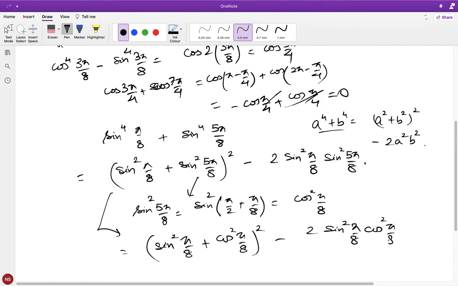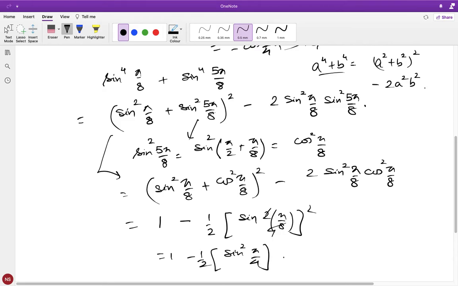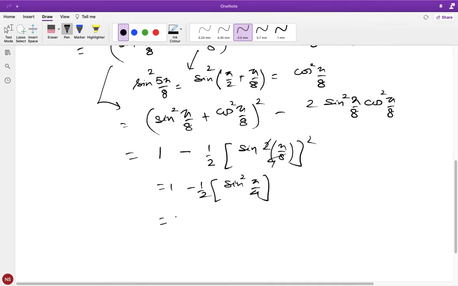So this is 1. 1 square is 1, and this is 2 sine square theta cos square theta. So if I take half over here, I will be left with 4 sine square theta cos square theta, which is sine 2 theta whole square. So this is 1 minus half into sine square pi by 4. Sine pi by 4 is 1 by root 2, so square of 1 by root 2 is half. So 1 minus 1 by 4 is equal to 3 by 4.